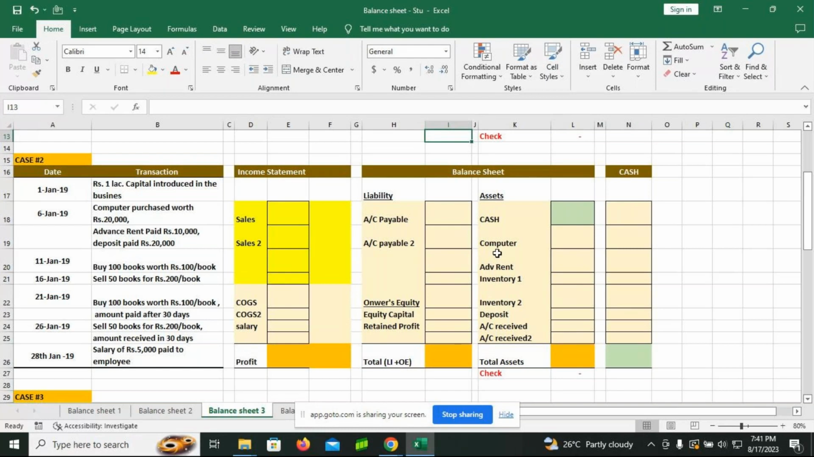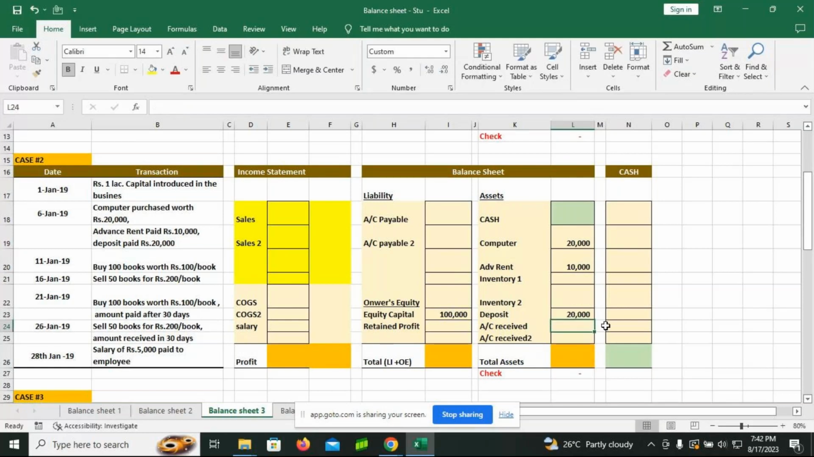Okay, guys, let's solve this case 2. So now equity. Rupees 1 lakh capital introduced in the business, so equals 1 lakh. Then computer purchased worth rupees 20,000, equals 20,000. Then advance rent. Advance rent I am paying rupees 10,000. Then deposit. So deposit 20,000 equals 20,000.